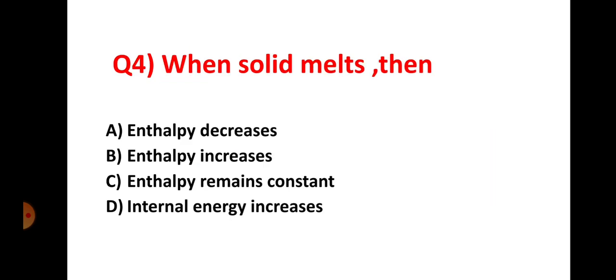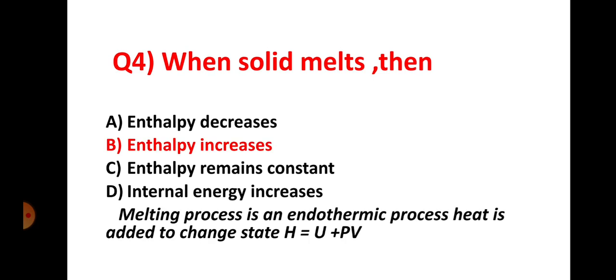When a solid melts, then option A is enthalpy decreases. Option B, enthalpy increases. Option C, enthalpy remains constant. Option D, internal energy increases. Enthalpy means the sum of internal energy and PV energy. So enthalpy means H equals U plus PV.